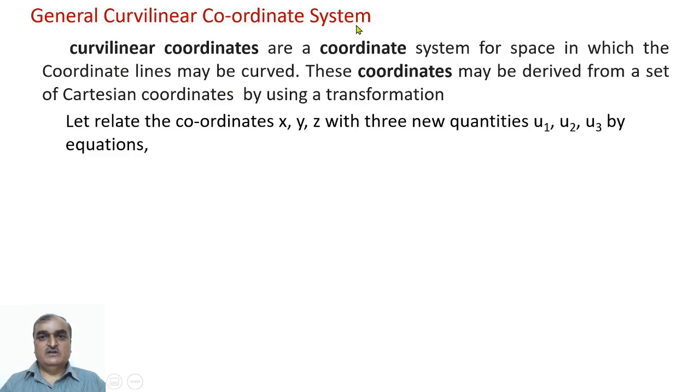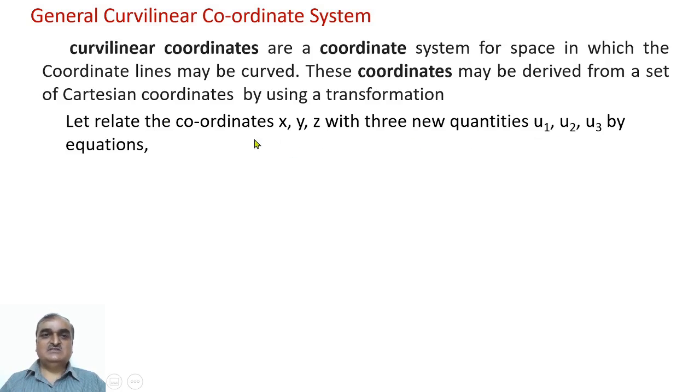General Curvilinear Coordinate System. Then what is a curvilinear coordinate system? A coordinate system in which the coordinate lines may be curved is a curvilinear coordinate system. The coordinates of a curvilinear coordinate system may be derived from a set of Cartesian coordinates. We have already derived r theta phi in terms of xyz, rho phi z in terms of xyz. Let us relate the coordinates xyz with three new quantities u1, u2, u3.